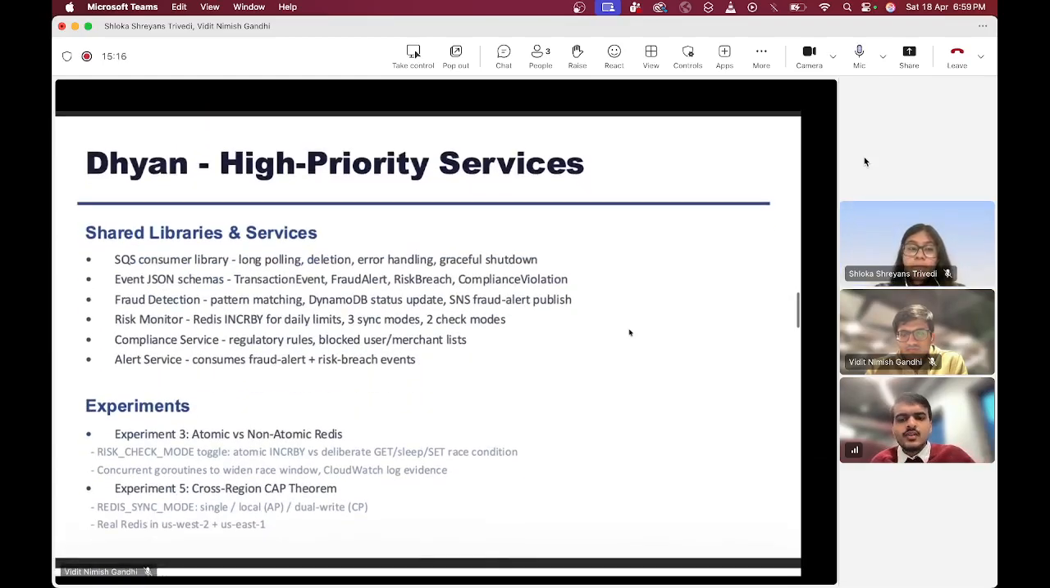My work focused on the core processing services, the ones which handle the critical safety checks on every high priority transaction. First, the shared SQS consumer library. Each service in our system uses this library to poll messages from its queue. It handles long polling, automatic message deletion on successful processing, error handling with retries, and graceful shutdown. Writing this once and reusing it across all eight queues keeps things consistent.